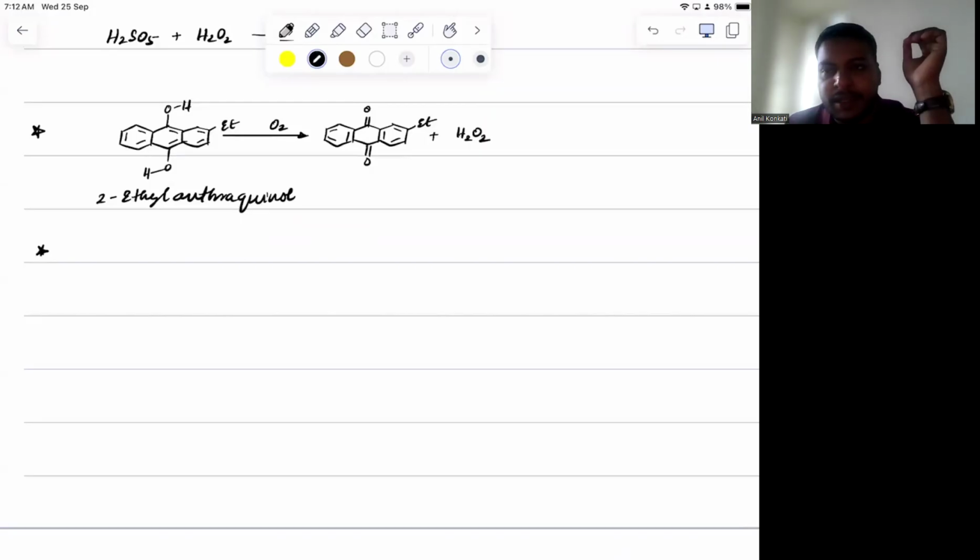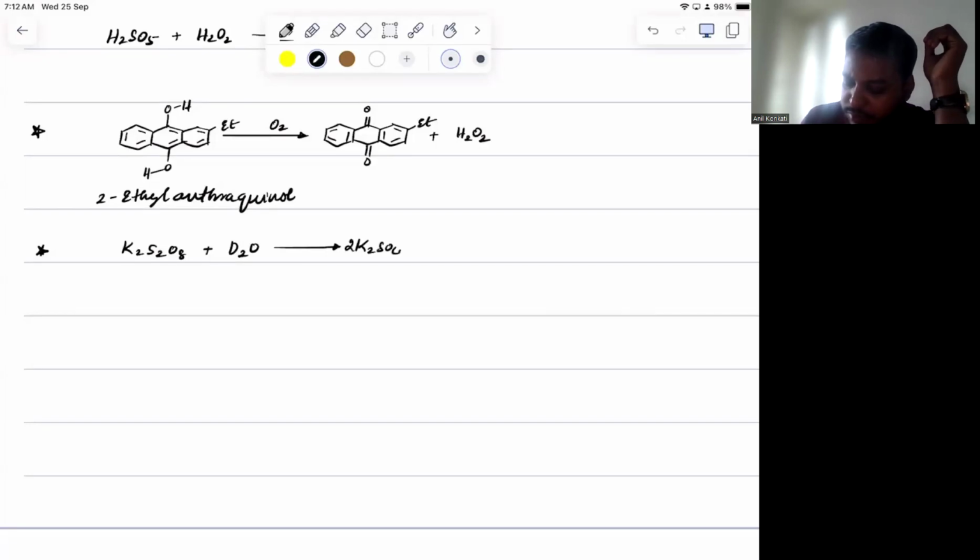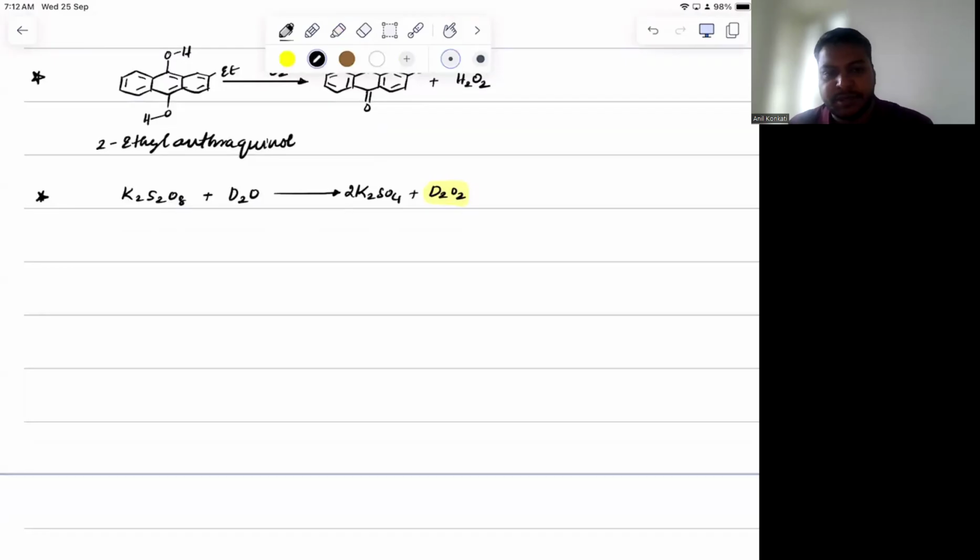In the laboratory, it is prepared by using K2S2O8, right? When you treat it with D2O, you will get 2 moles of K2SO4 plus D2O2. This is one way of preparing heavy peroxide. Clear? This is preparing heavy peroxide.